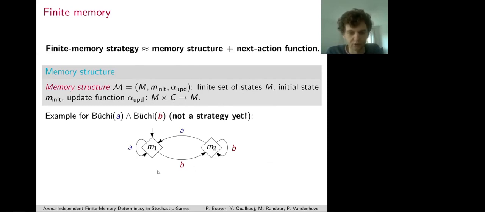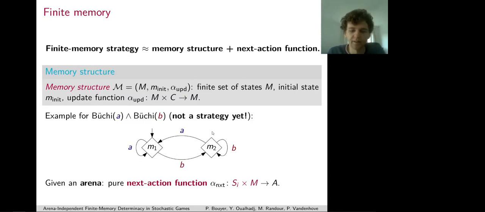So this memory structure could be used to play optimally in the previous arena for the objective Büchi A and Büchi B, because it remembers the last color that you've seen. So if you're in M1, you know that the last color that you've seen was A because you've just tried A. And when you're in M2, you know that the last color that you've seen was B. So this describes the memory that you need to use, but it does not implement the strategy yet. You still need to decide what you want to do in every arena state and every memory state. So that is given by a next action function. Once you consider an arena, you can define a function that takes as input a pair of arena state and memory state, and that returns the next action to follow.